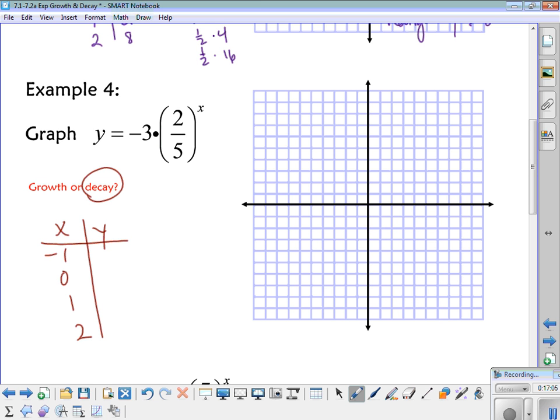All right, so if I plug in a -1, that means I have to flip it over. And so it'd be -3 times 5 halves. That's -15 halves, which is -7.5. If I plug in a 0, I've got -3 times 1, so -3. If I plug in 1, I've got -3 times 2/5, so that's -6/5, or -1 1/5. And then finally, if I put in a 2, that's -3 times 4 over 25, so -12 over 25.